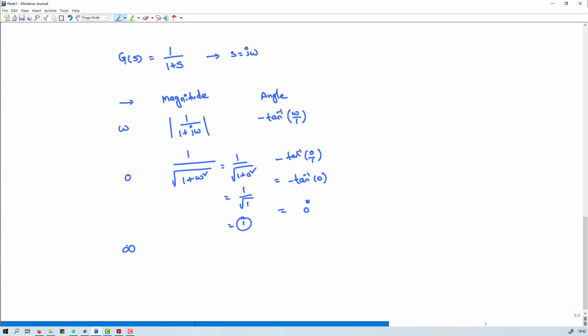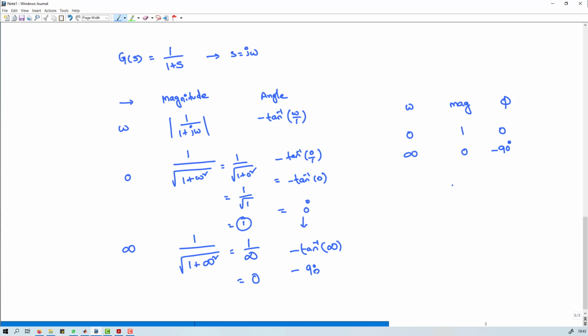At infinity, we have 1 by the square root of 1 plus infinity square. Whenever we draw with infinity, 1 by infinity plus anything is infinity, so 1 by infinity becomes equal to 0. That means the magnitude at infinity is equal to 0. In the same way, minus tan inverse of infinity: tan inverse of infinity is 90 degrees, so minus 90 degrees. So now we have the frequency, magnitude and phase. At omega equal to 0, magnitude is 1 and phase is 0. At omega equal to infinity, magnitude is 0 and phase is minus 90.